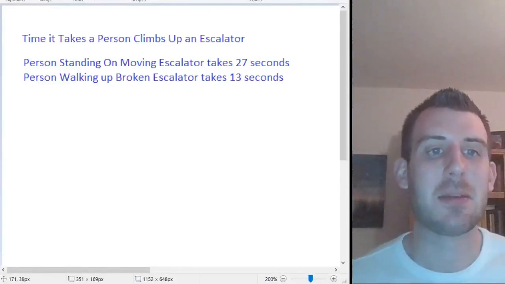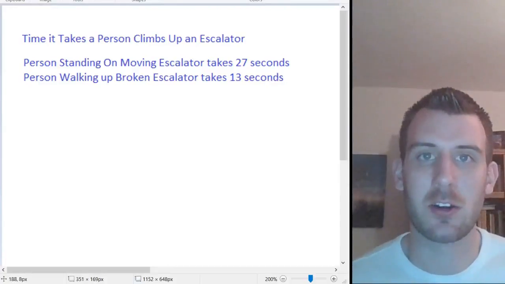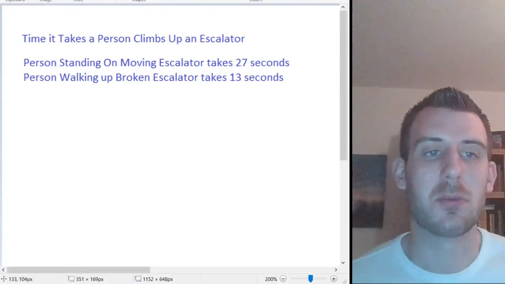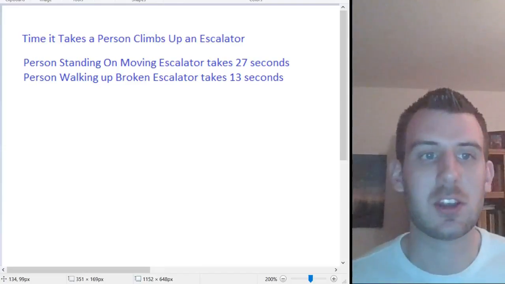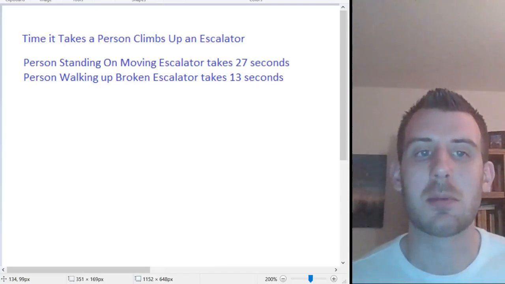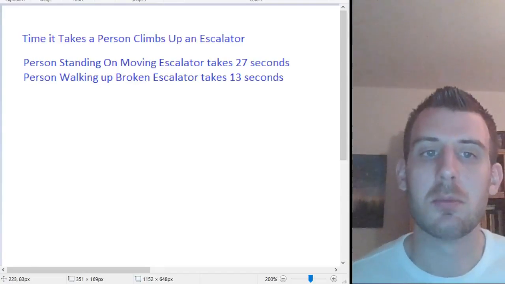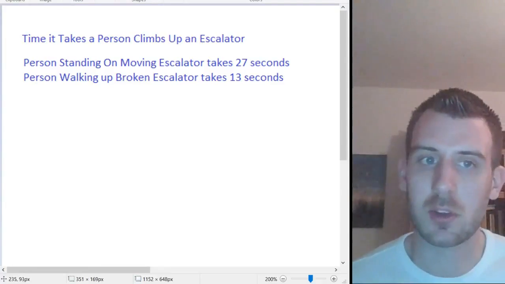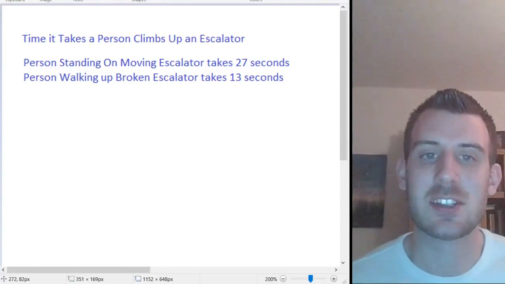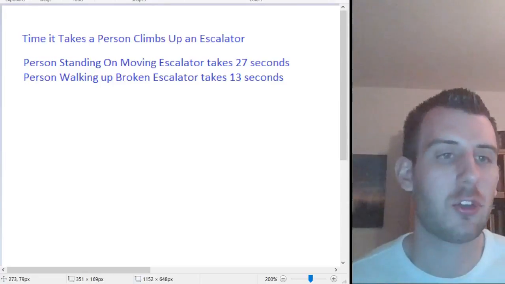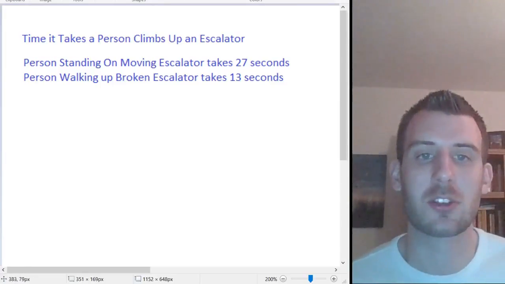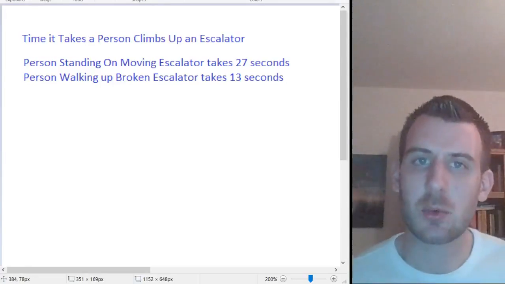So you're asking about the time it takes for a person to climb up an escalator, and it gives the parts that go into this. It gives the amount of time it takes for a person going on a moving escalator, so that person's not moving, just the escalator, and it takes 27 seconds to go all the way up. And then it also says that the person walking up a broken escalator takes 13 seconds. So how do we relate these?